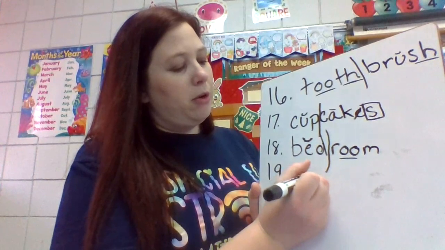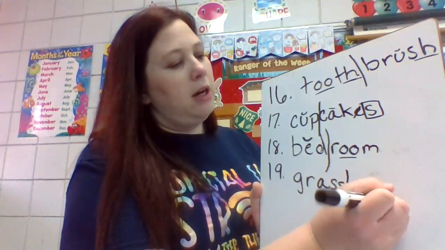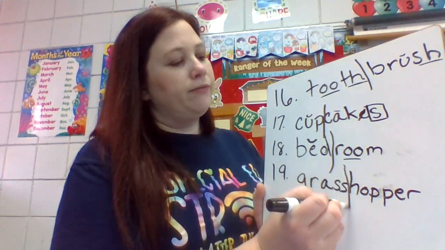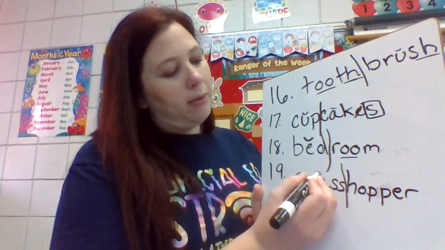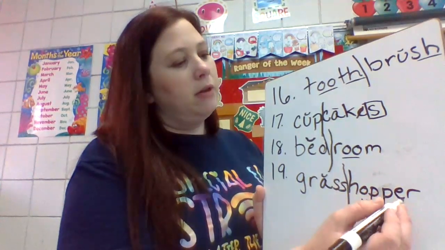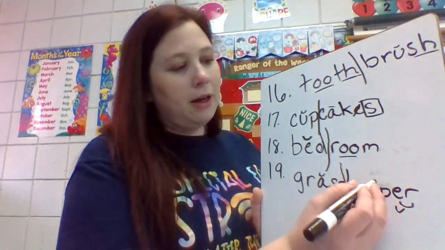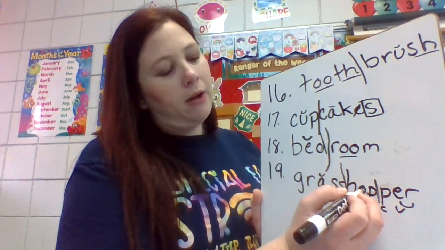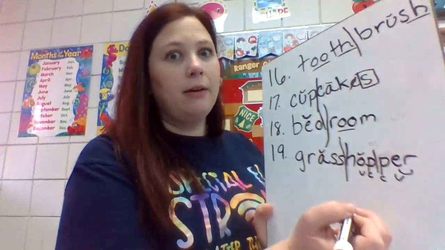Number 19, grasshopper. Grasshopper. Ooh, that one has a lot. We're going to separate. Here we have our SS for our floss rule, right? So that makes the A get a macron. Here we have vowel, consonant, consonant, vowel. We also have combination ER there. Like I said, we got a lot going on here. Here you can draw a smaller line in between the two syllables. So we have vowel, consonant, and gets a macron.